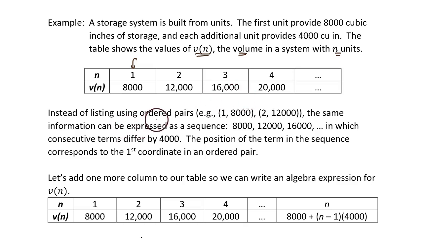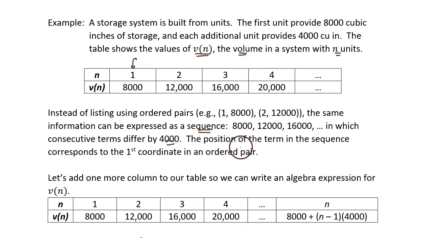Instead of listing using ordered pairs, the same information can be given in a sequence, which is a faster way to give information than ordered pairs. The sequence would be 8,000, 12,000, 16,000, and so on. The consecutive terms differ by 4,000.